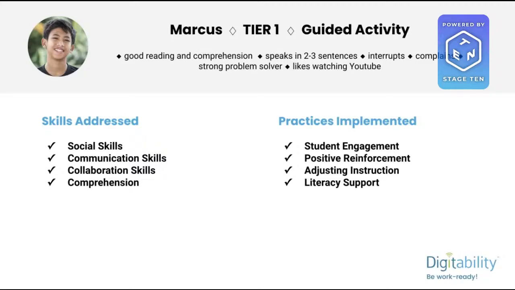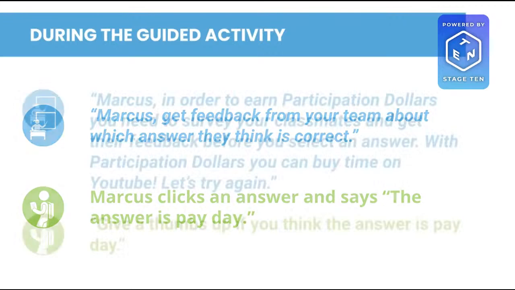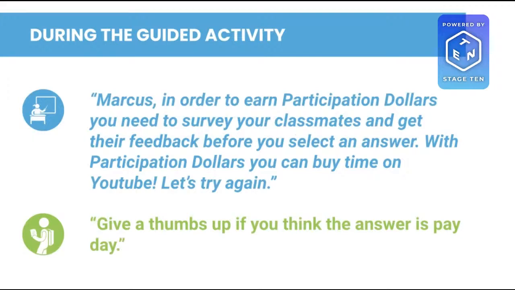One student will be the leader, and they will stand in the front of the classroom and survey their peers to identify what they believe is the correct answer to their activity. After they receive input from their peers, the student who is leading the activity will select an answer. As Marcus leads the activity, the teacher prompts him to get feedback from his peers. Marcus, get feedback from your team about which answer they think is correct. However, Marcus selects an answer without asking for input. The teacher will redirect Marcus.